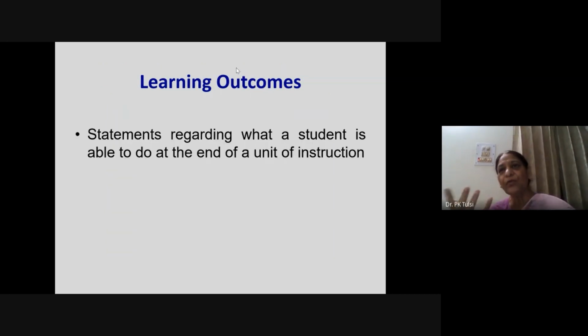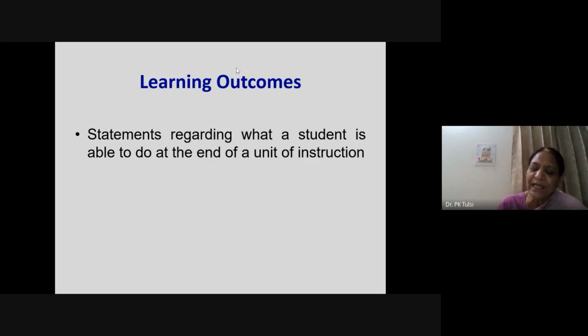And learning outcomes, as I said in the beginning also, are simply statements. They are statements of what a student is able to do at the end of a unit of instruction. It can be a program, so a learning outcome can be written for the program, for the course, or for the modules. The level may differ. For example, here you can see some random examples.